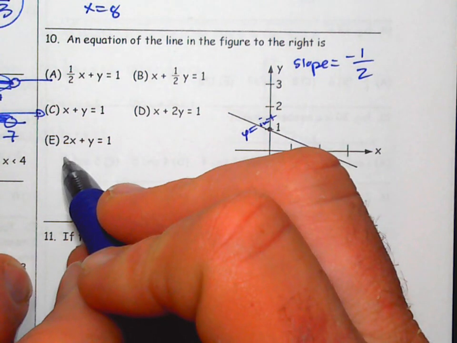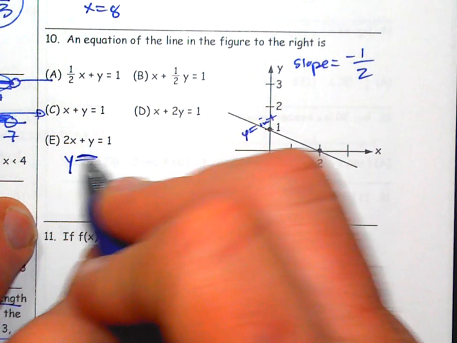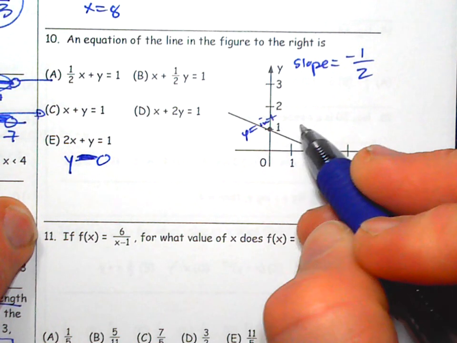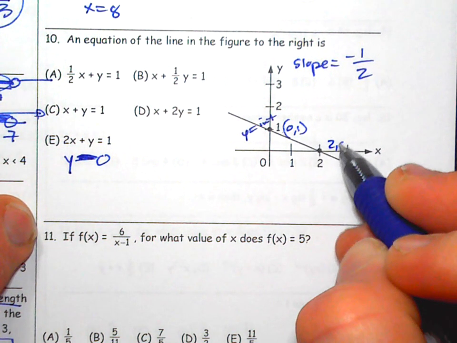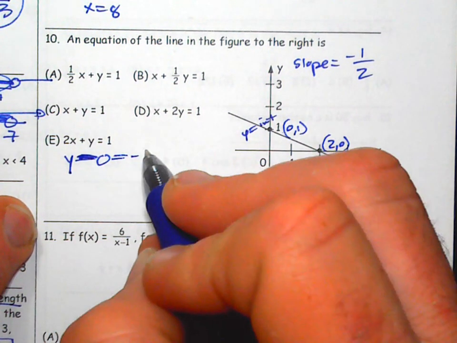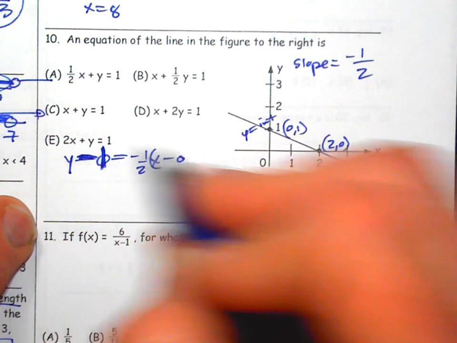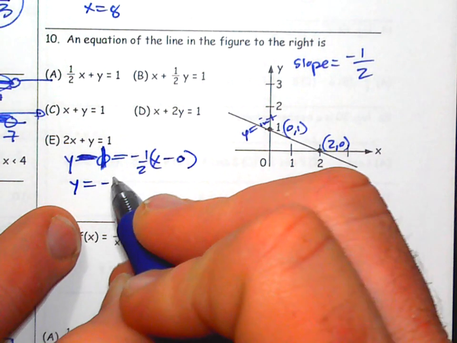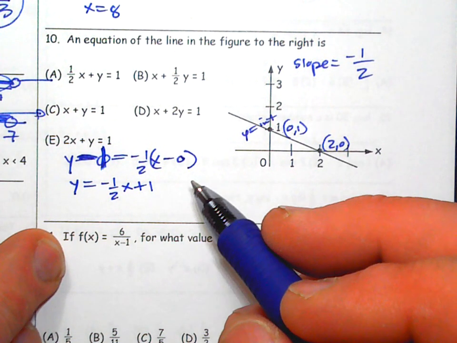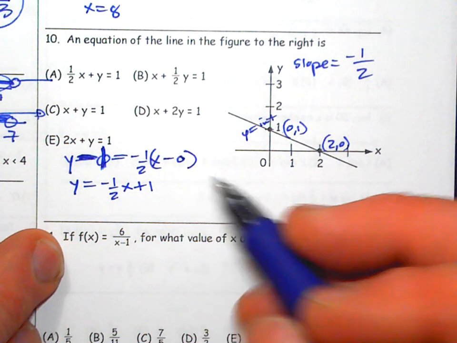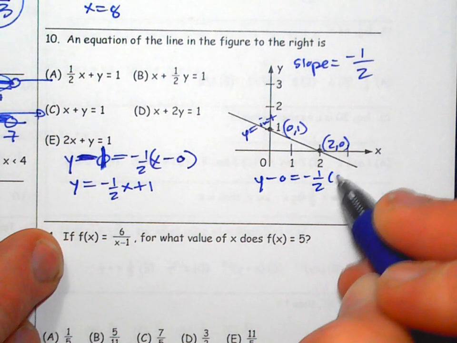So then I usually do point-slope form. Y minus 0, so this point is 0, comma 1. Or you could use this point over here, 2, comma 0. But y minus 0 equals negative 1/2 x minus, y minus 1. So if you did that, then you could change it. You've got to look at it. None of these equations look like they're in slope-intercept form. The other way you could do it is y minus 0 equals negative 1/2 x minus 2.